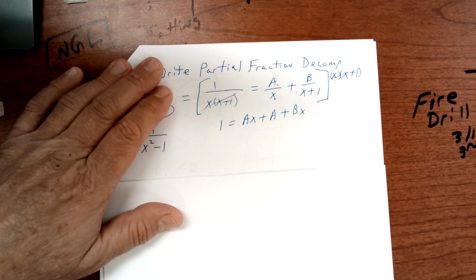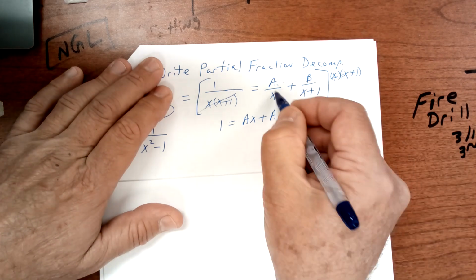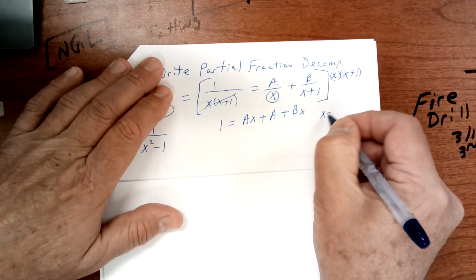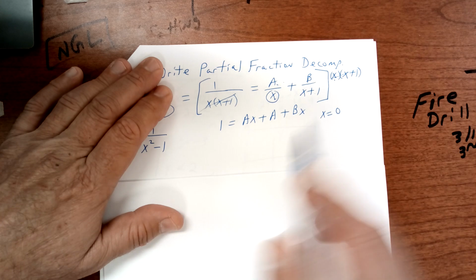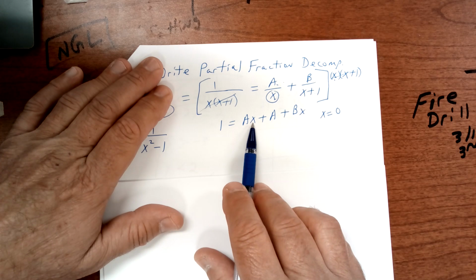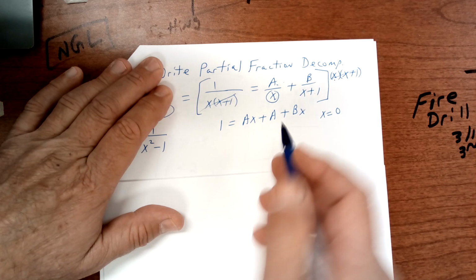All right. So we're going to use 0 here. Let's see if we use 0, what happens. If we use x is equal to 0, right there, then what's going to happen is these two drop out. Because 0 times a is 0, and 0 times b is 0. So you're left with a equals 1.